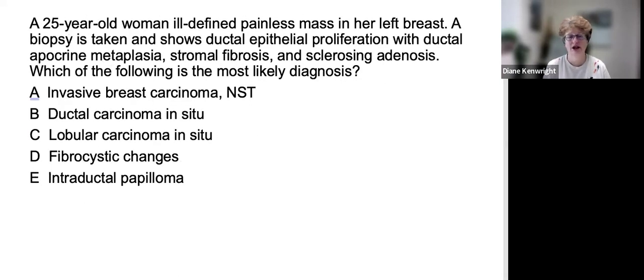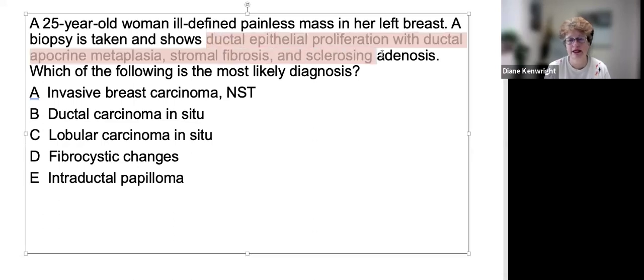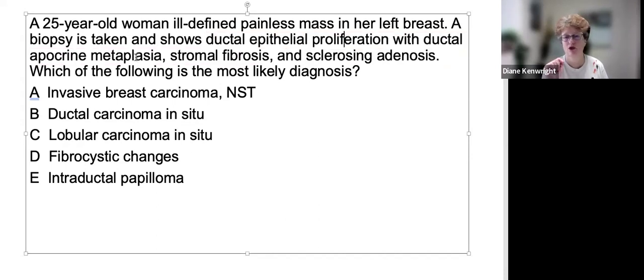Another woman, she's younger now and has an ill-defined painless mass in her left breast. She has an ultrasound and then a biopsy, which shows these things. And these are the key words for fibrocystic change. Okay, we've learned this: epithelial proliferation, apocrine metaplasia, fibrosis, and this thing called sclerosing adenosis, which is another benign duct proliferation that we see in fibrocystic change. Answer, fibrocystic change.